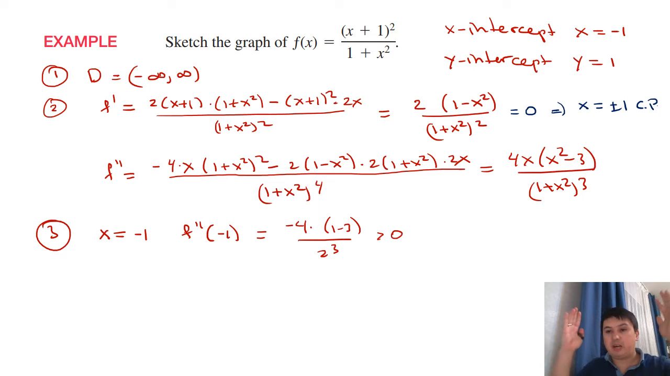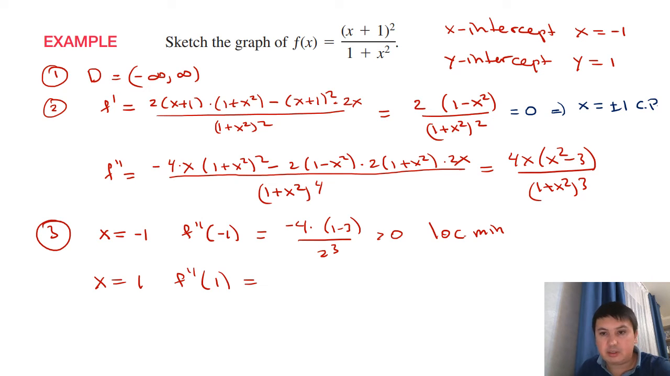So it's opening up. Opening up means this is a local minimum point, right? And at x equal to 1, the second derivative is 4 times (1 minus 3) divided by 2 cubed. Now this is negative, so this is opening down, which means I have a peak. So this is going to be a local maximum.